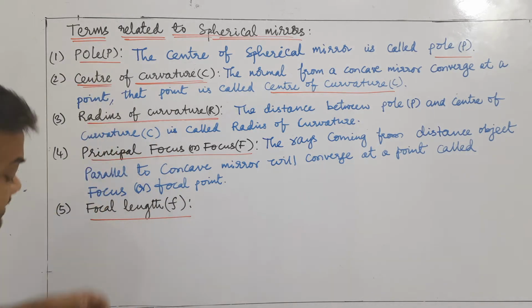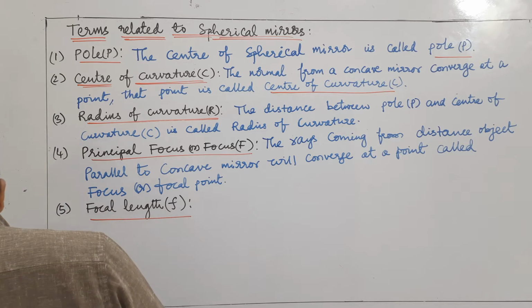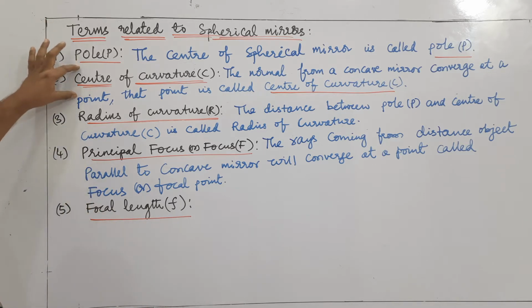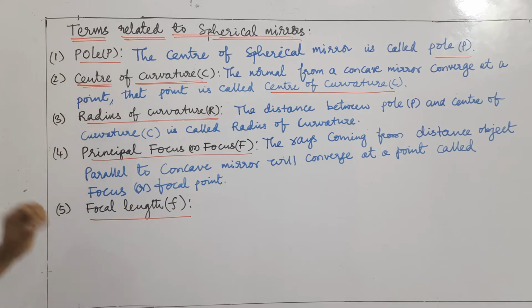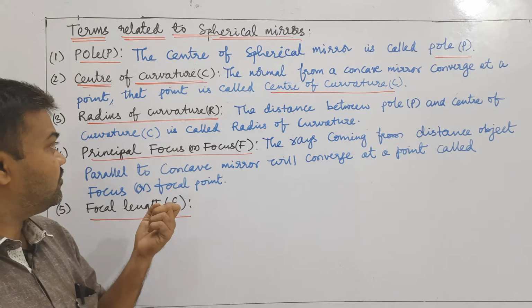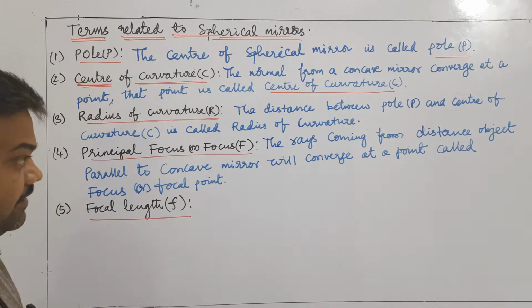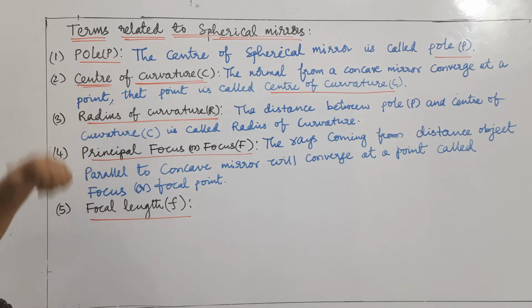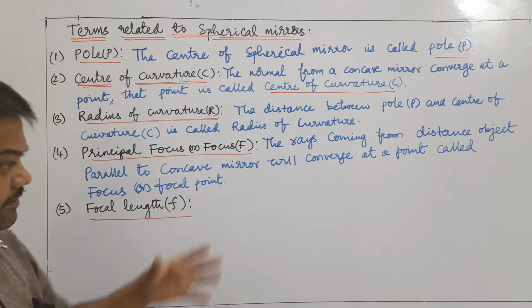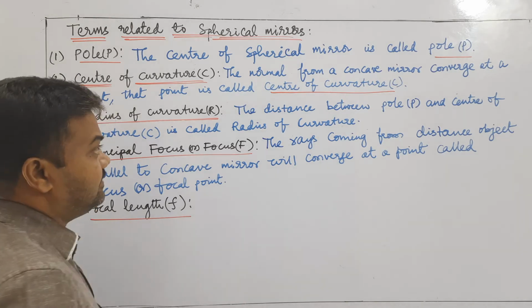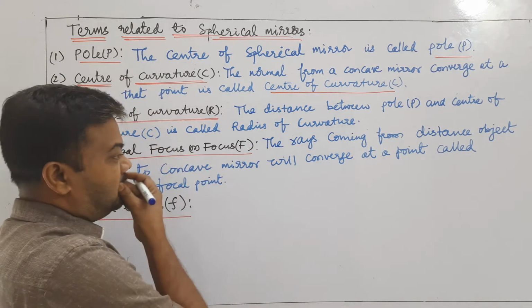Basically, these are the main terms. In this, the first terms are pole, center of curvature, radius of curvature, principal axis or principal focus, and focal length. Like this we have explained here. First, we will discuss one by one by taking a diagram. First of all, what is a pole?